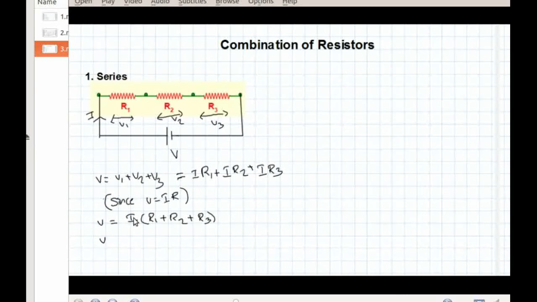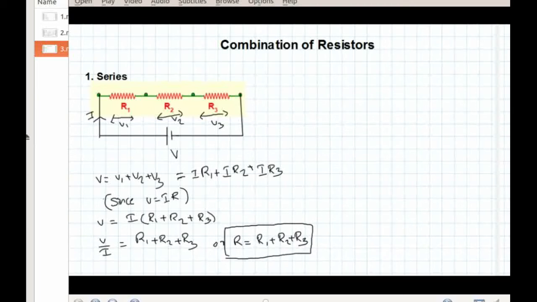Now this I is taken to the left hand side, that is V by I. V by I is equal to R1 plus R2 plus R3. Now what is V by I? From this Ohm's law we can see that V by I is equal to R. Therefore in place of V by I we can write the resistance R, that is R is equal to R1 plus R2 plus R3. So R1 plus R2 plus R3 represent the effective resistance when three resistors are connected in series.